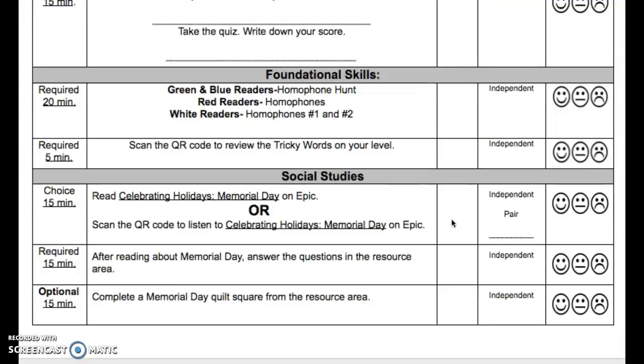Required for 15 minutes, after reading about Memorial Day, answer the questions in the resource area. Independent, reflect when you're done. And optional this week, complete a Memorial Day quilt square from the resource area. Independent, reflect when you're finished.